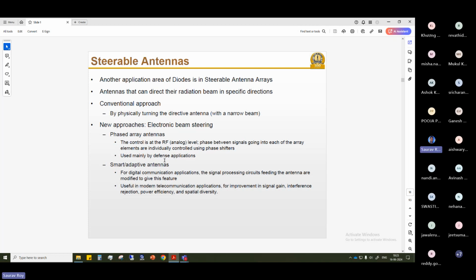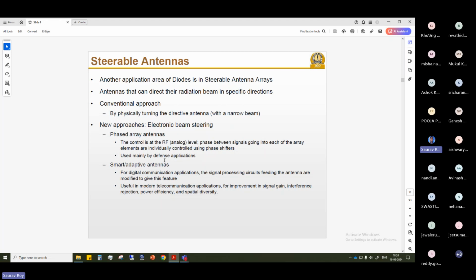Okay, and the other application is smart or adaptive antenna. What happens there is that for digital communication, the signal processing circuit, you need to feed the circuits with different kinds of signals. So it's not necessarily that you do it only with phased arrays or only with phase systems. You might have other kinds of variation, right?